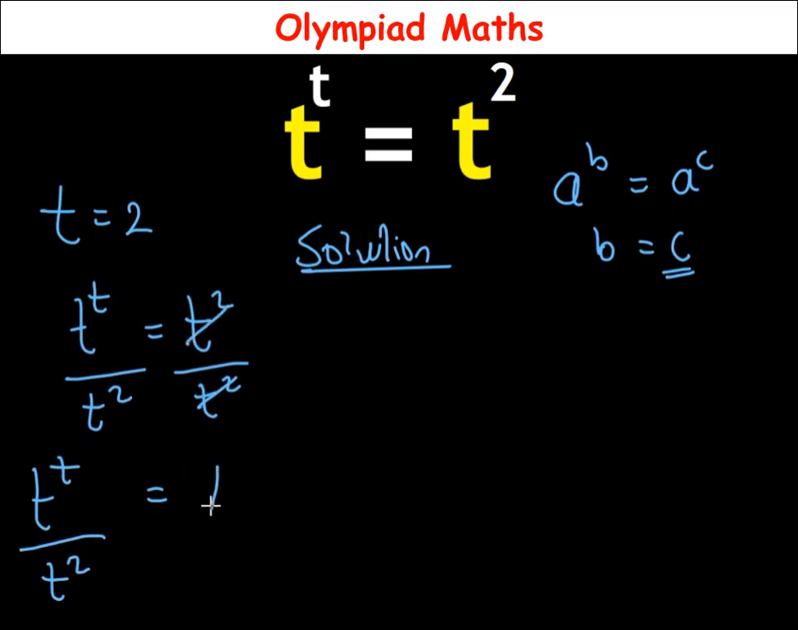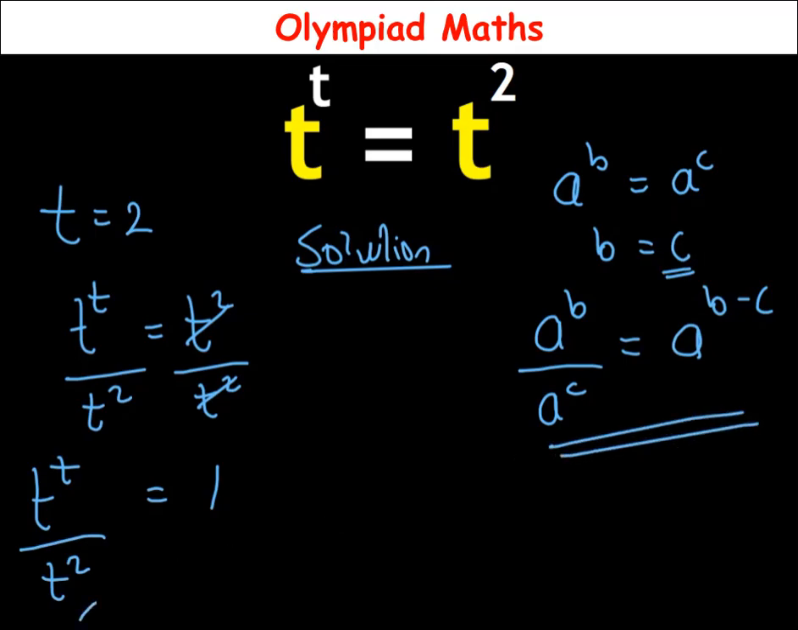And from here, there's a rule of indices that if you have a raised to power b over a raised to power c, since they have the same base, you pick one of the bases and then subtract the powers. Why? Because they are joined by division sign. So b minus c. Applying this rule here, we have the same base t, so pick one, and since they are joined by division sign, you just subtract the power. That becomes t minus 2 is equal to 1.